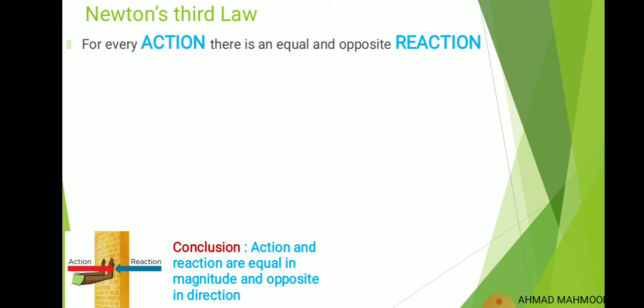What is the conclusion? The conclusion is that every action has an equal and opposite reaction, and action and reaction are equal in magnitude and opposite in direction. For example, if a man is applying a force on the wall in red color, and as a result of that force, the wall is also applying a force on the man, which is in the blue color.